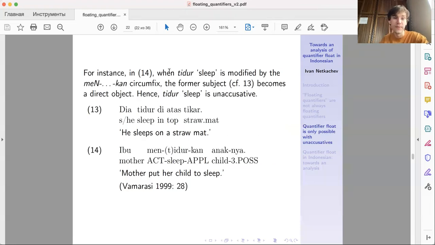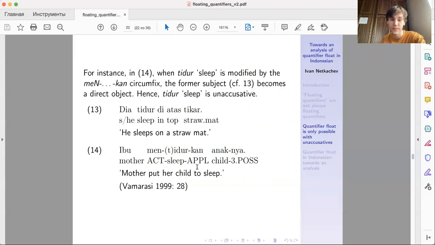For instance, in 13, you can see that the main verb is tidur, sleep. He sleeps on a straw mat, and this is an intransitive clause, but we can sort of transitivize this verb by adding the prefix men and the suffix kan. And in this case, you can see that the former subject in 13, he or she, becomes the object.